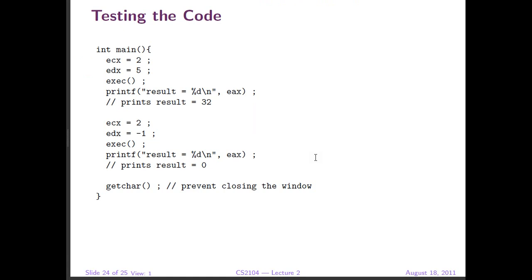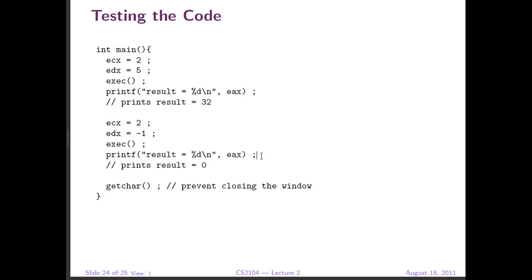So we can test the code. How do we test the code? Well, here we just want to find out whether the code works correctly. So we can write any main function we want. Anything here is allowed. But we want to test whether exec works. So we load the registers, call exec, print result. Load, call exec, print result. So this is testing code.